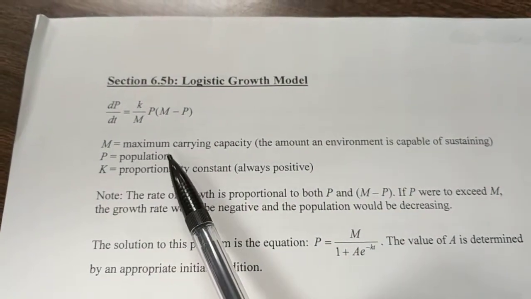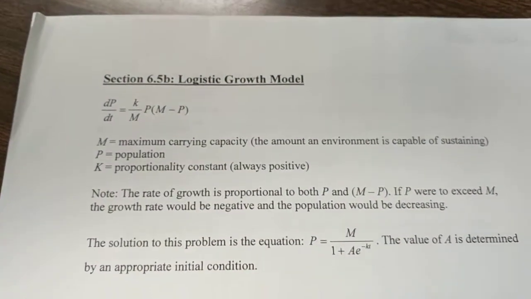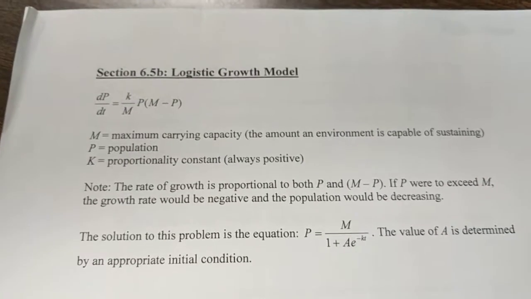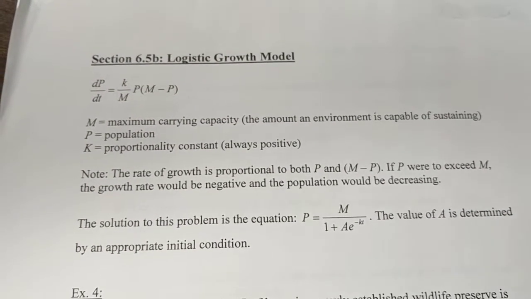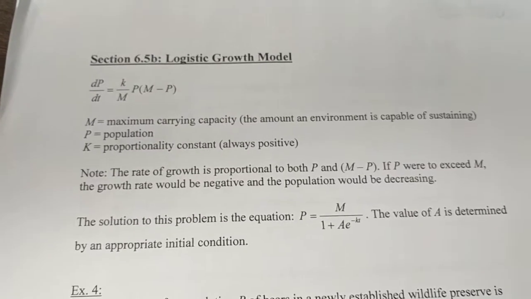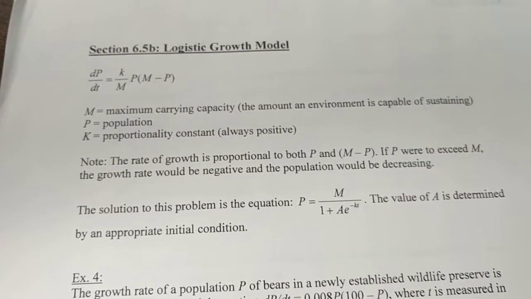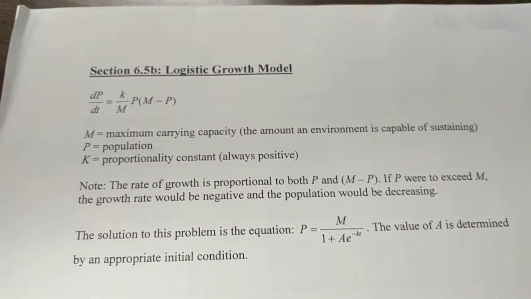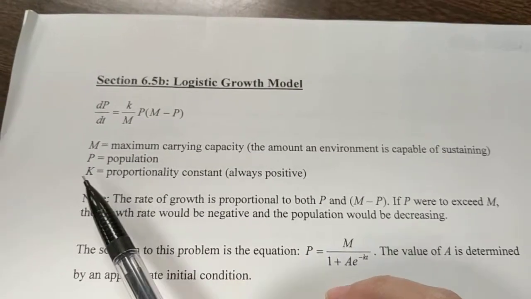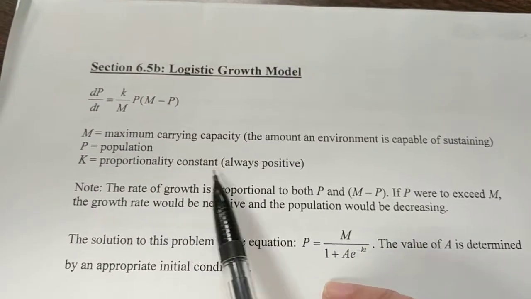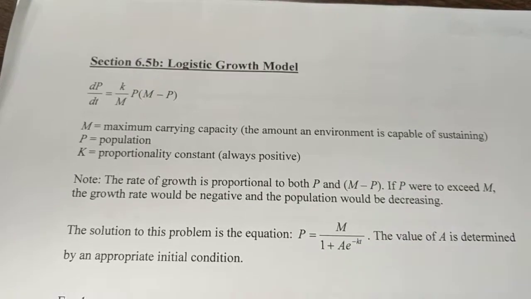M stands for the maximum carrying capacity, or the amount that the environment is capable of sustaining. So if it goes over that M value, then that's when overpopulation happens and animals start dying off because of overpopulation. P represents our population, and K is our proportionality constant that is always positive.